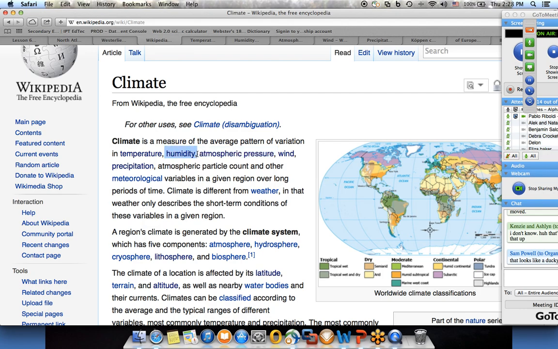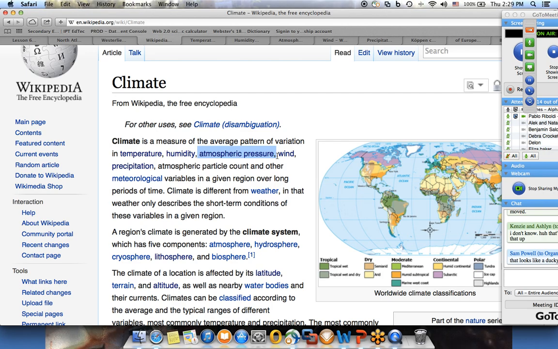Also, if you have high humidity, usually atmospheric pressure goes up. Why? Because if you have more water vapor in the air, it weighs more, and then you would have more atmospheric pressure. The air would weigh more. And the wind is an effect of the movement of air and is closely related to atmospheric pressure.